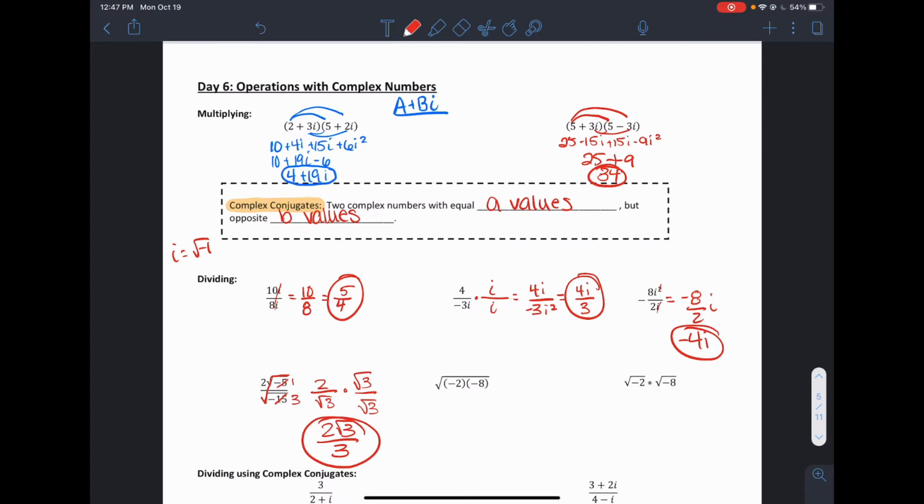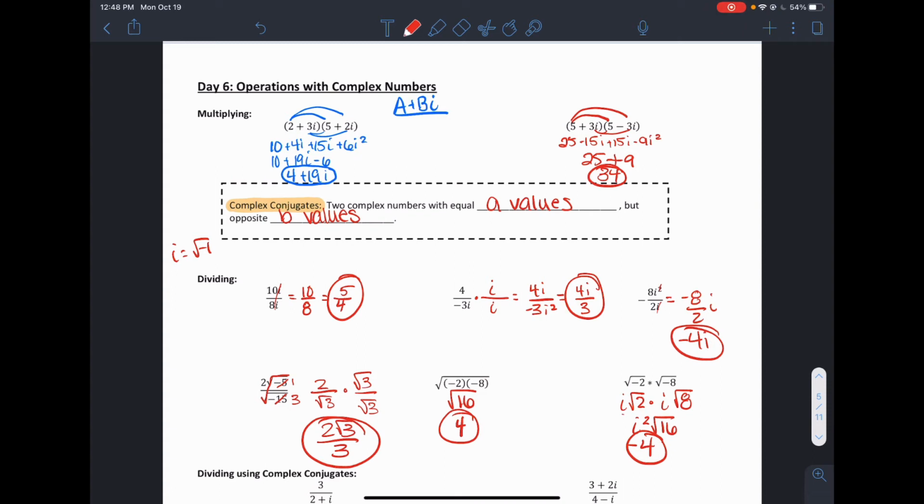Now, these next two examples, what I need to point out is that these problems look really similar, but they actually have different answers. The square root of -2 times -8: negative 2 times negative 8 is positive 16, and the square root of 16 is 4. However, when it's split up like this, it gives me i radical 2 times i radical 8. And I'm just going to go ahead and say i times i is i squared, radical 16. Radical 16 is 4. i squared is negative 1, so negative 4.